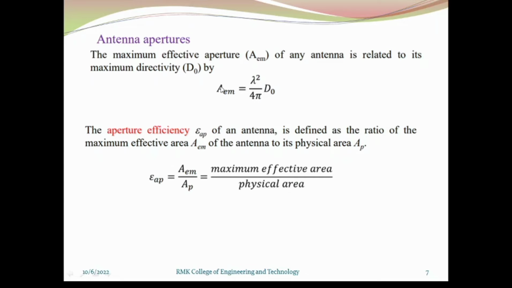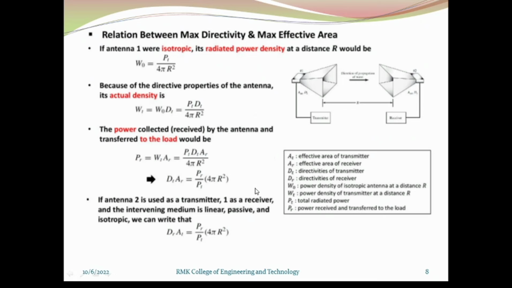So the maximum effective aperture is proportional to the directivity of the antenna, where directivity and gain are equal when there is 100% efficiency, right? So the G will be replaced by this G naught, and we already discussed aperture efficiency. It is the ratio of maximum effective area to the physical area. Now we are going to discuss the relation between directivity and maximum effective area.